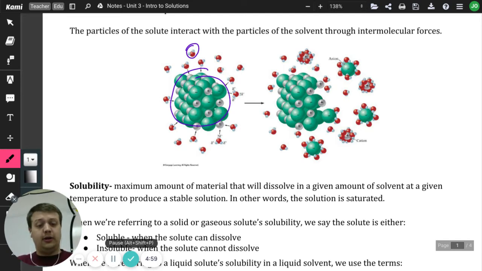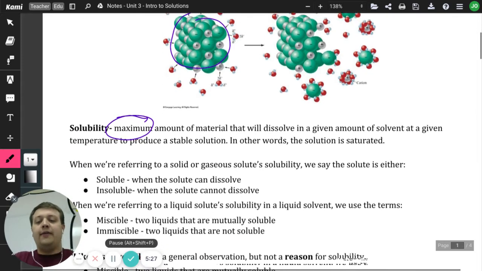Now, what is solubility? Solubility is the maximum amount of material that will dissolve in the given solvent at a given temperature. Now, we say a given temperature because temperature is going to affect that. And so we'll talk about some factors here in a little bit. But when we're looking at these, we do need to keep in mind that it is the maximum amount that can dissolve given the current situation that it's in.